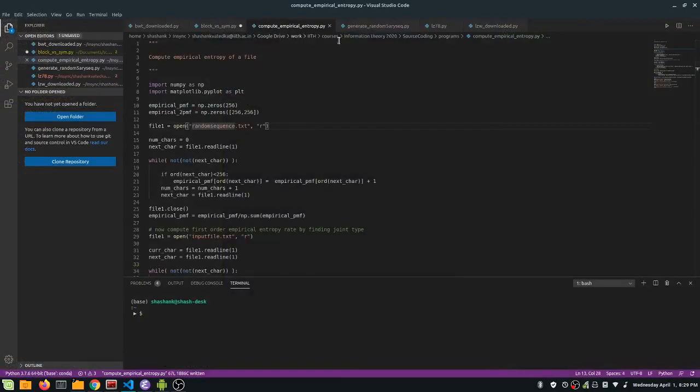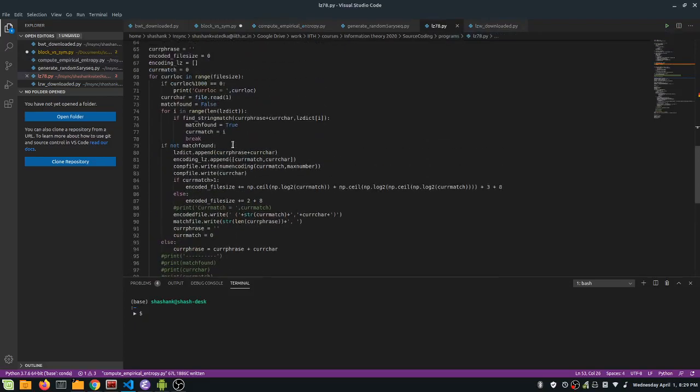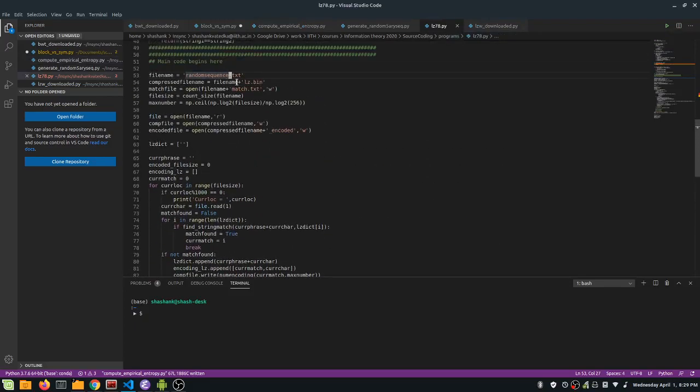And indeed, if I try to compress this file using Lempel-Ziv, the file that I want to compress is this file.txt. Let me look at the LZ78 compression of this file.